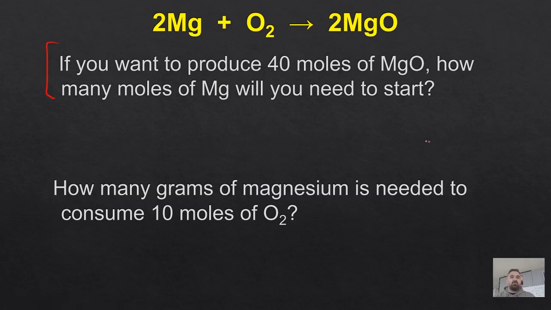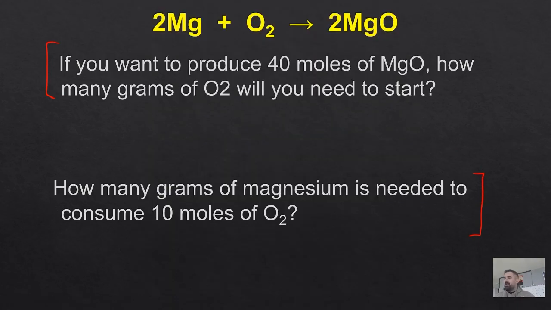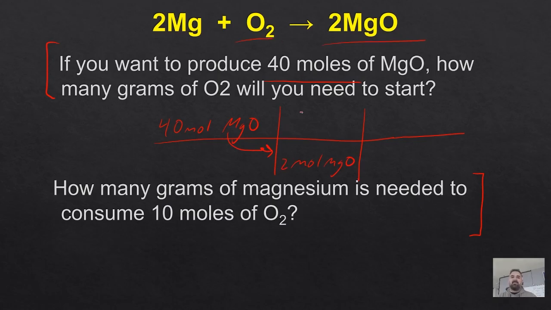So both of these are 2-step. And both of these are just like the one we just solved. Okay, let's go ahead and solve these real quick. So if you want to produce 40 moles of MgO, how many grams of O2 do you need to start? So what's our given here? 40 moles of MgO. What unit goes down here? Moles of MgO. And it's going to be 2 moles of MgO. And they're asking for O2, so that's going to be 1 mole of O2. What unit goes down here? Moles of O2. So anytime you have a conversion, it's going to be 1 mole of O2.